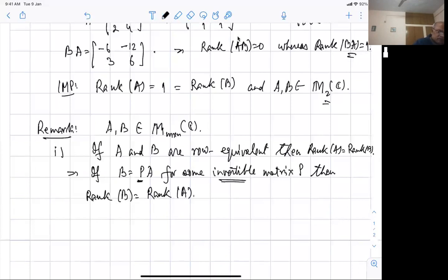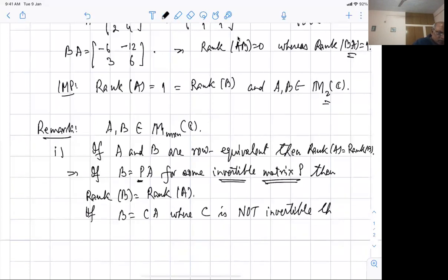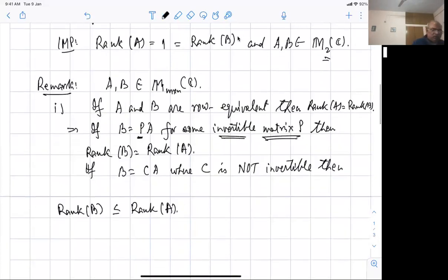P is invertible, fine. If B is equal to C times A, where C is not invertible, then the rank of B will be less than or equal to the rank of A. I cannot guarantee that it will be equal or it will be less, all right.